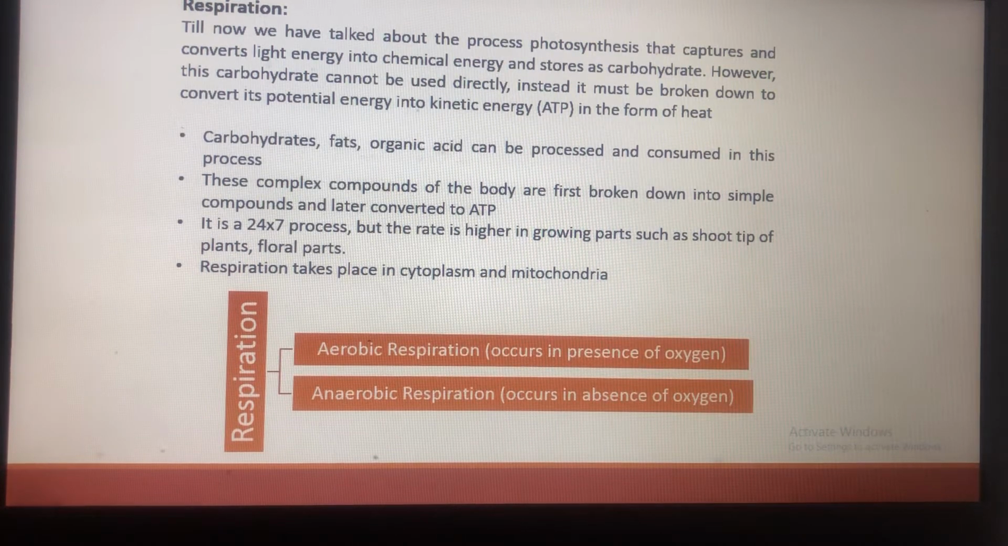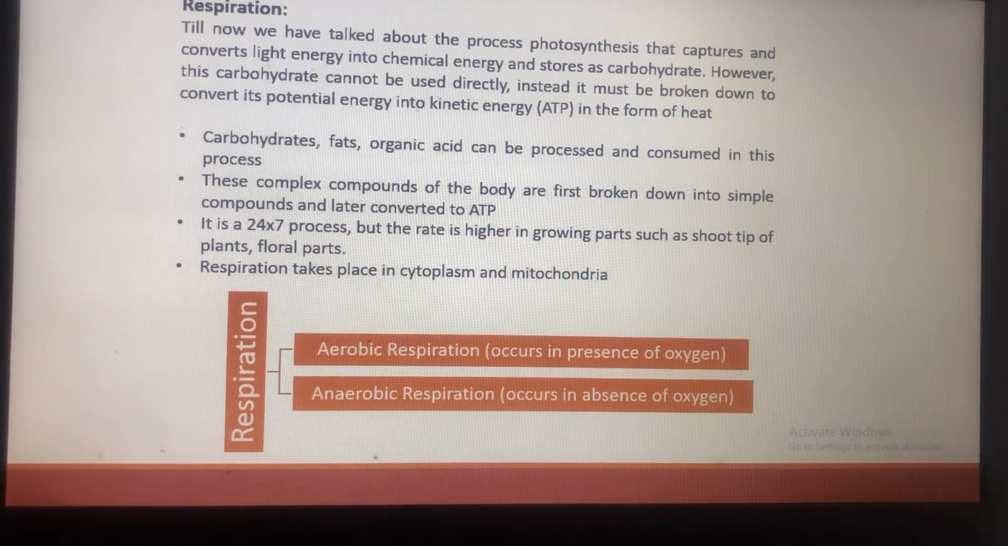First of all, these complex compounds of the body are broken down into simple compounds, and later on these are converted to ATP. Respiration is a 24/7 process, that means it occurs all day long in the body of plants, but the rate of respiration is higher in growing parts. For example, in the shoot tip of plants and in the floral parts, those parts which grow actually have high respiration ability. Respiration takes place in cytoplasm and mitochondria.